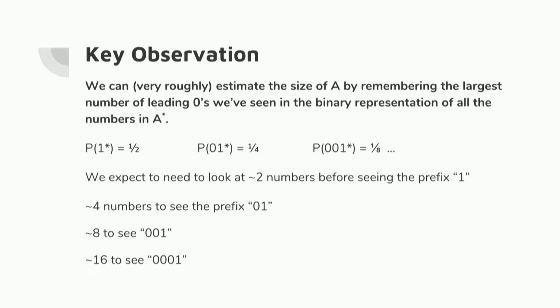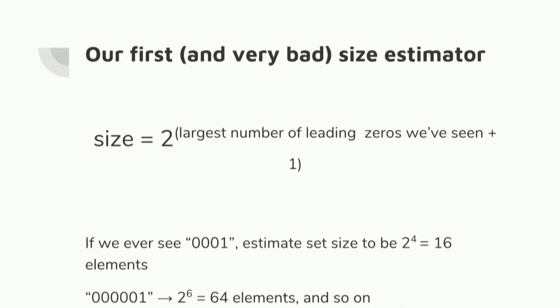And again, you expect to have to look at 4 numbers before you see a prefix that has a single leading 0, since the probability of seeing a single leading 0 is 1/4. You have to look at 8 numbers to see something that starts with 2 leading 0s, and so on and so forth. So there we have it. That's actually the nucleus of our algorithm. And indeed, this is a terrible algorithm for estimating, but bear with me, we're going to make it better.